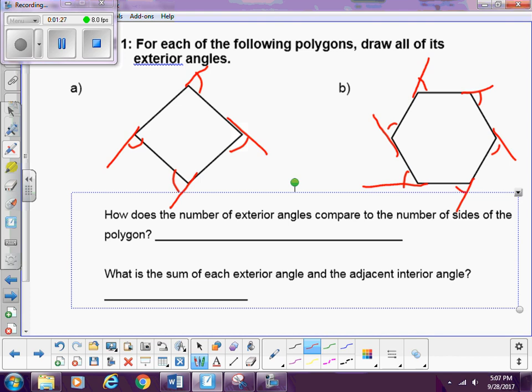So how does the number of exterior angles compare to the number of sides of the polygon? Well, in the first figure, a quadrilateral has 4 sides. There's 4 exterior angles. Letter B, we have a hexagon, and there are 6 exterior angles. So how does the number of exterior angles compare to the number of sides? They're equal or the same. So what is the sum of the exterior angle and the adjacent interior angle? If you add the two angles together, notice they form a straight angle. So the two angles add up to 180. They're like a linear pair or supplementary.